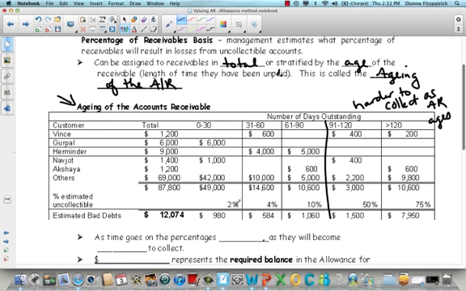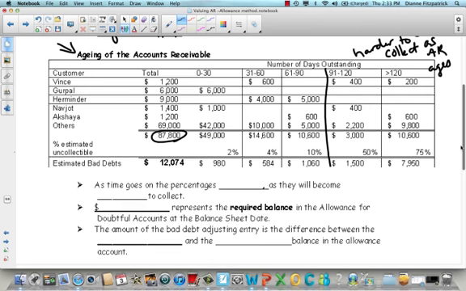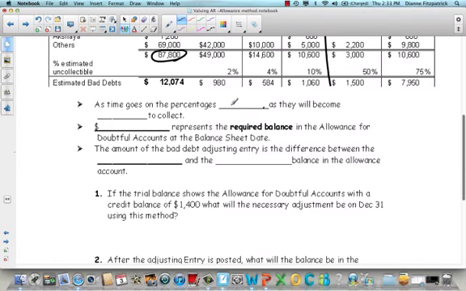Okay, so you kind of get a feel for the table, and here's the total amount that we have in accounts receivable by age. So if you look at here, this is why it's called an aging. We're stratifying it by age. So as time goes on, the percentages increase as they will become harder to collect.